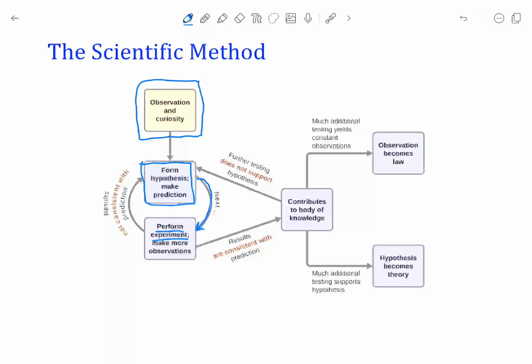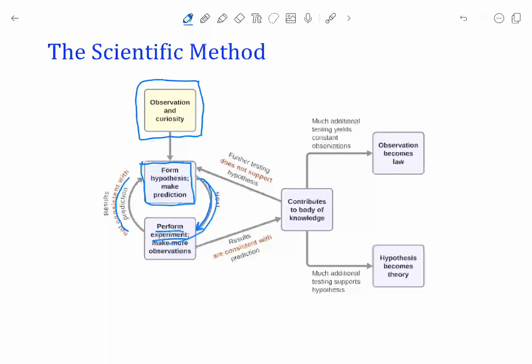And from those experiments, we can make additional observations. And sometimes those experiments, the results, the calculations, and the additional observations that we see are not consistent with our original prediction. So what we have to do is go back and reform our hypothesis with our newfound knowledge of that observation that we saw. So we're taking our initial observation and general curiosity, and now we're learning more about it so that we can change our hypothesis to hopefully make more sense of what comes out of it.